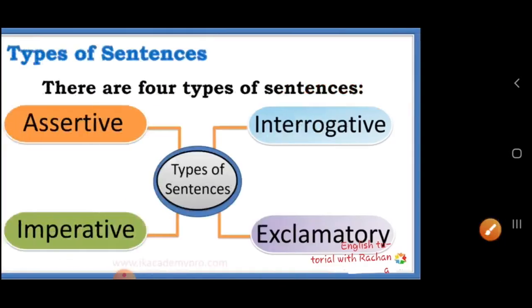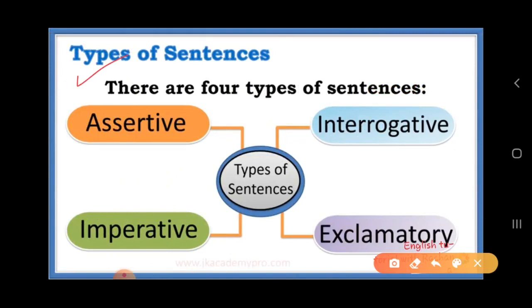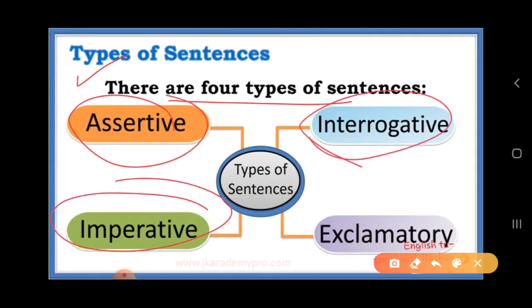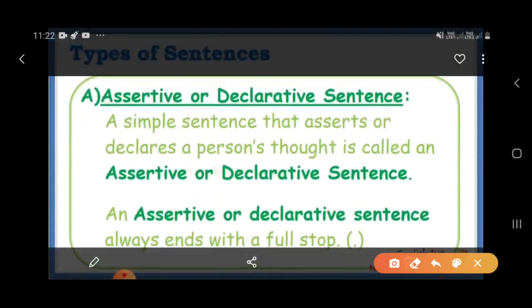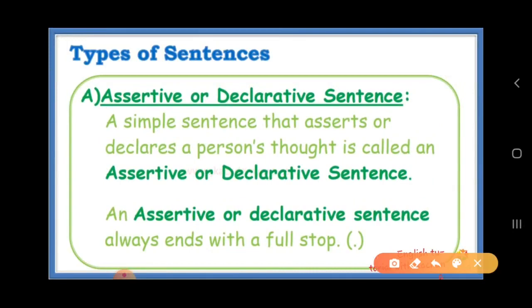Now let me elaborate on the topic so you understand it properly. Moving further, we'll understand types of sentences. There are four types of sentences: assertive, interrogative, imperative, and exclamatory. We'll understand all these kinds of sentences one by one in detail. An assertive sentence is also known as a declarative sentence.